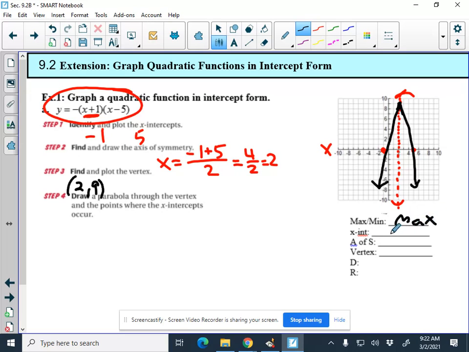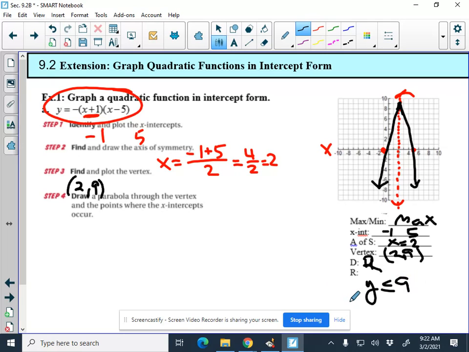The x-intercepts are -1 and 5. The axis is at x equals 2. Our vertex is at 2, 9. Domain, as always, is all reals. And the range, since it opens down, is less than or equal to our y value of 9.